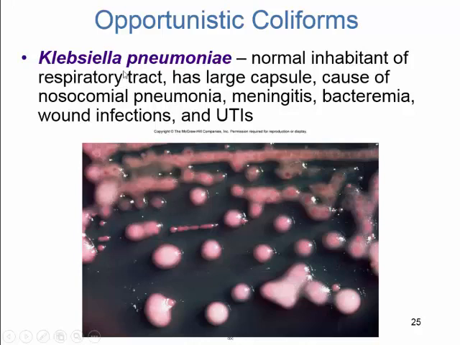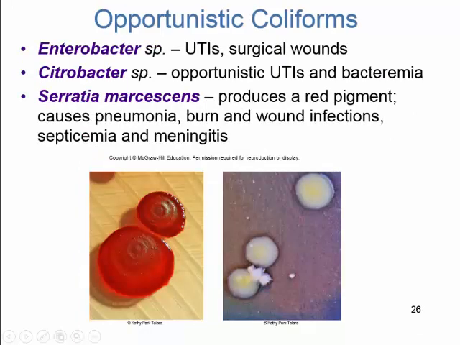This bacteria produces a very large capsule, which is necessary to protect it as it enters in the respiratory tract. Can cause things like nosocomial pneumonias, meningitis, bacteremia. But overall, it's normally an inhabitant as long as your immune system is intact. It does not cause diseases. Klebsiella pneumoniae also exists in small quantities in the GI tract, so it can be a culprit for various wound infections if people aren't washing their hands properly, or of course UTIs.